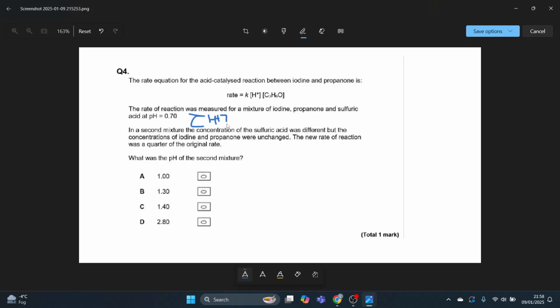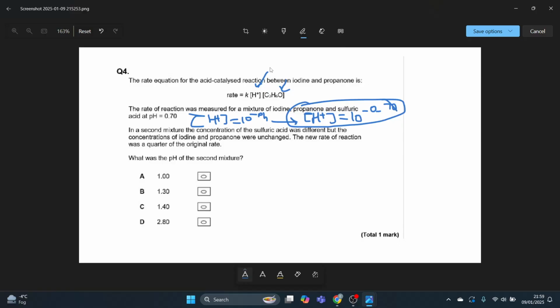Remember, concentration of H plus ions equals 10 to the power minus pH. So therefore, concentration of H plus ions equals 10 to the power minus 0.70. And I don't really need to calculate it right now. Let's just carry on reading. In the second mixture, the concentration of sulfuric acid was different, but the concentration of iodine and propanol was unchanged. I don't really care about iodine, it's not in the rate equation. However, the rate of reaction was a quarter of the original rate. That tells me that we've only got propanol and H plus in the rate equation.